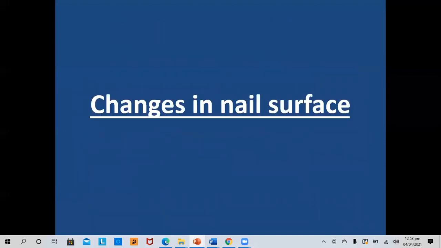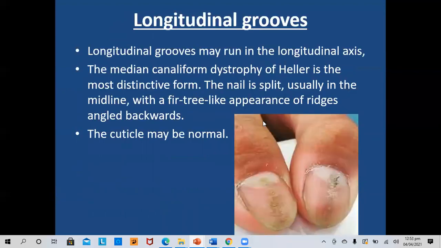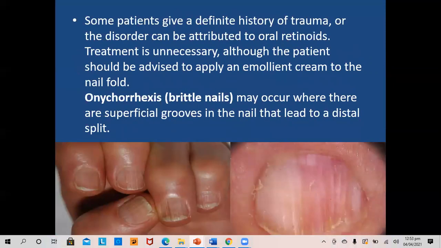Then changes in the nail surface. Longitudinal grooves. The longitudinal grooves run in the longitudinal axis, as the name signifies. The median canaliform dystrophy of Heller is the most distinctive form. This occurs centrally, and the nail is split in the midline with a fir tree-like appearance. The cuticle may be normal. This is an idiopathic disorder and cannot be treated with any topical or intralesional therapy. Some patients give a history of trauma, or the disorder can be attributed to retinoids.